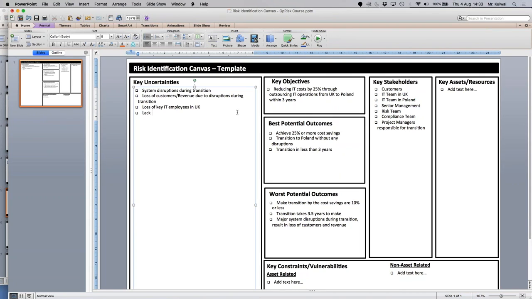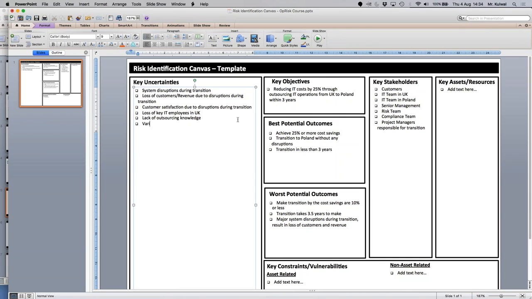Lack of knowledge, yeah, so lack of outsourcing knowledge could be an example. So that'll be an uncertainty where if we don't have that knowledge, then we may not be able to make the transition successfully. We talked about the customer, okay, but we talked about loss of customers, so let's introduce the customer satisfaction. So customer satisfaction due to disruptions during transition.